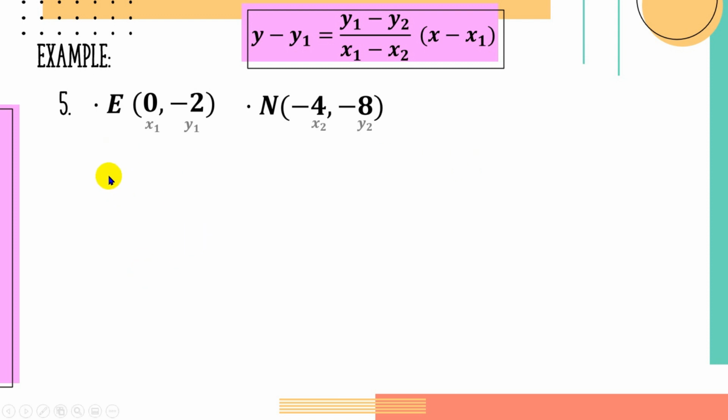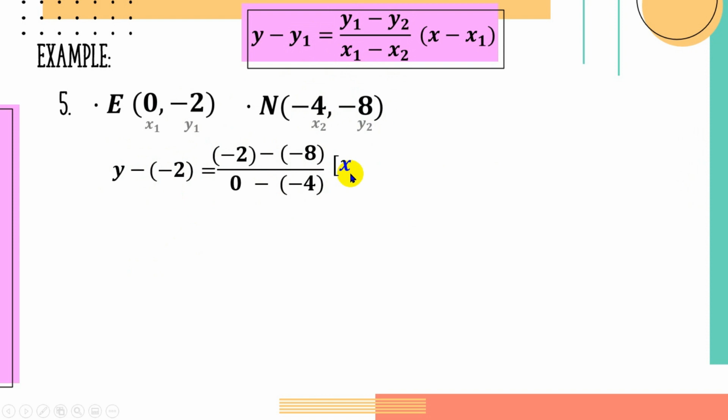Okay, so for the answer, let's substitute first y minus y sub 1. So, we have negative 2 and close natin sa parenthesis para po hindi tayo malito sa sign. So, equal siya sa y sub 1, again, negative 2, and close muna sa parenthesis kasi nga po may negative. Minus our y sub 2, may negative po ulit. So, and close ulit natin sa parenthesis. All over x sub 1, that is 0, minus our x sub 2, which is negative 4, and close ulit natin sa parenthesis dahil negative siya. Then, quantity of x minus our x sub 1, which is 0.